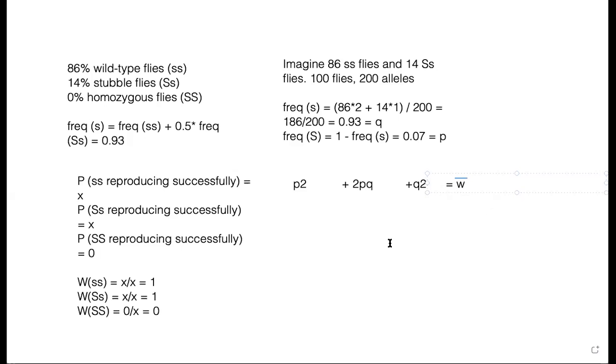If all of our fitnesses were equal to 1, then we get p squared plus 2pq plus q squared equals 1, which is just what you get when you square the expression p plus q equals 1. If you square both sides of that, you get p squared plus 2pq plus q squared equals 1. Here's the thing. We have to add these W terms to our equation to show the effect of selection. If all of our fitnesses were equal to 1, there wouldn't be any selection going on, because there would be no difference in the probability that individuals of any genotype would get to reproduce successfully.